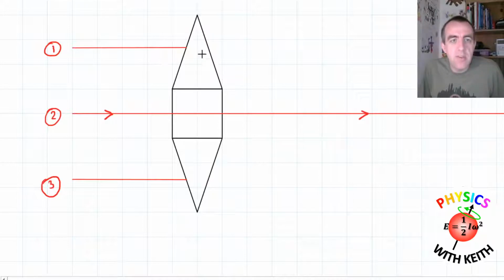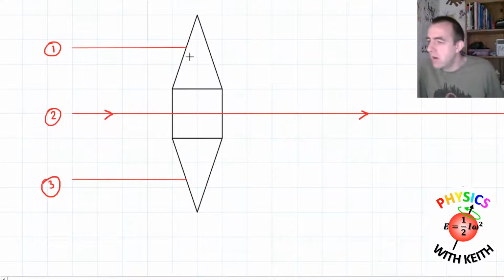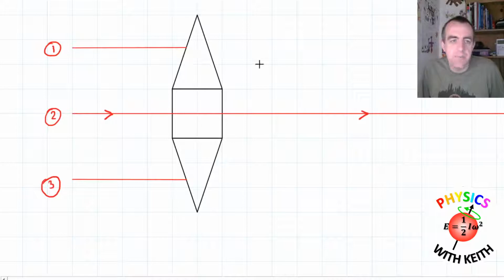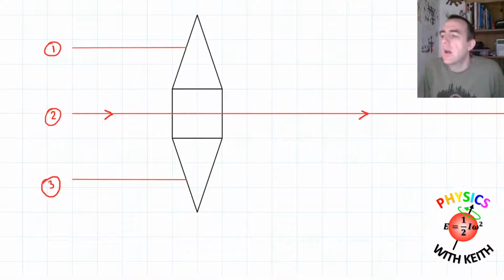Okay, so what happens at this top interface? What happens to this ray? It's entering this glass. Is it going to go straight? Is it going to be deflected? If it is deflected at that first interface, which direction is it deflected? What do you think? I'll give you a little clue.